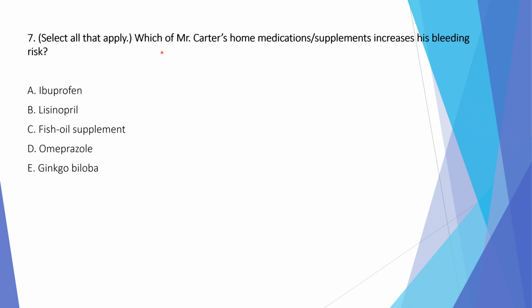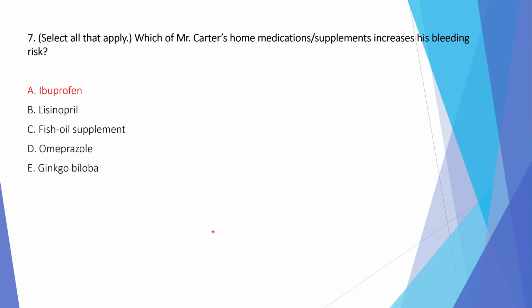Select all that apply: which of Mr. Carter's home medications and supplements increases his bleeding risk? So you have to do patient teaching, and they talk about medication and supplements. Ibuprofen, lisinopril, fish oil supplement, omeprazole, ginkgo biloba. Ibuprofen, we know this. I talked about this before.